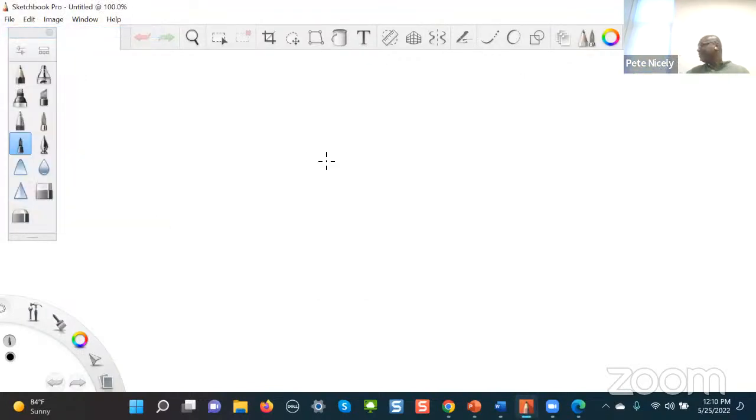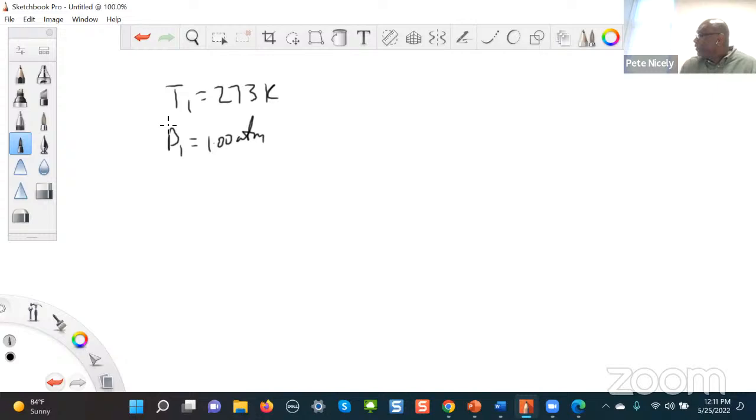Okay, so basically, let's see what we have here. It says STP, so standard temperature and pressure, for the one on the left. So that means that T1 is equal to 273 Kelvin, and P1 would be equal to 1.00 atmospheres. And the one on the right, let me see what it says. T2 would be equal to 100 degrees Celsius, which is 373 Kelvin. And P2 is what the question is asking for.